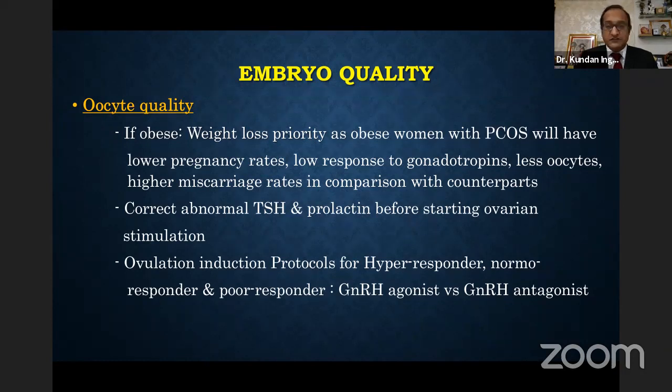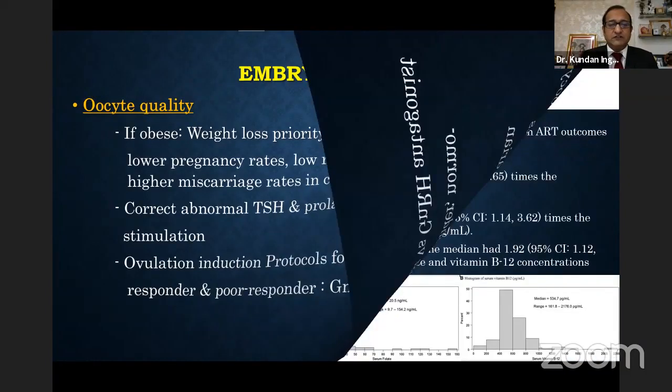So we have to individualize our ovulation induction protocols. Maybe the question is whether we should give a GnRH agonist versus a GnRH antagonist. I think the evidence has clearly said that when it comes to IVF in all three responders, GnRH antagonist is the safest protocol to be followed for ovulation induction in ART. So these are a few strategies.